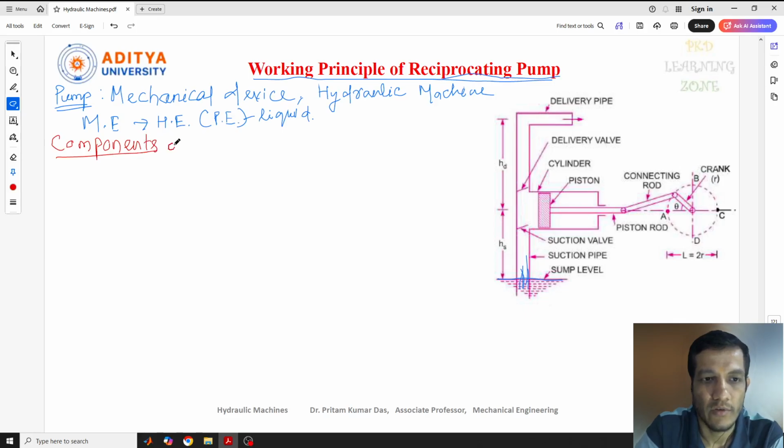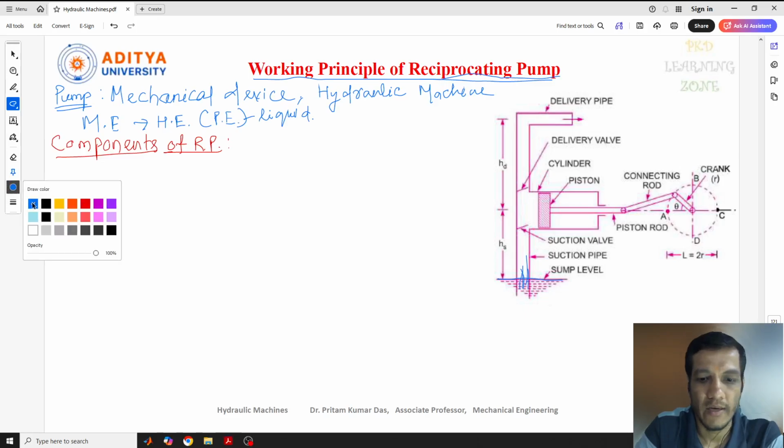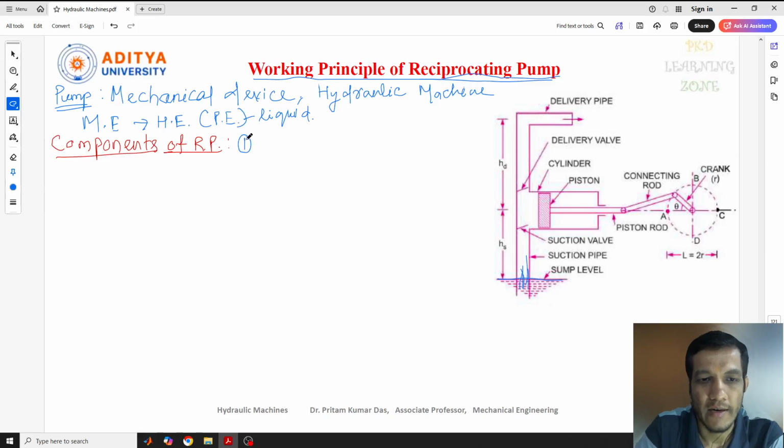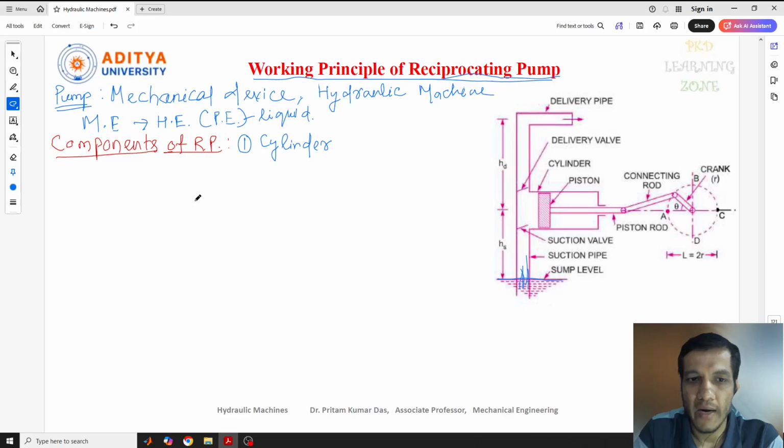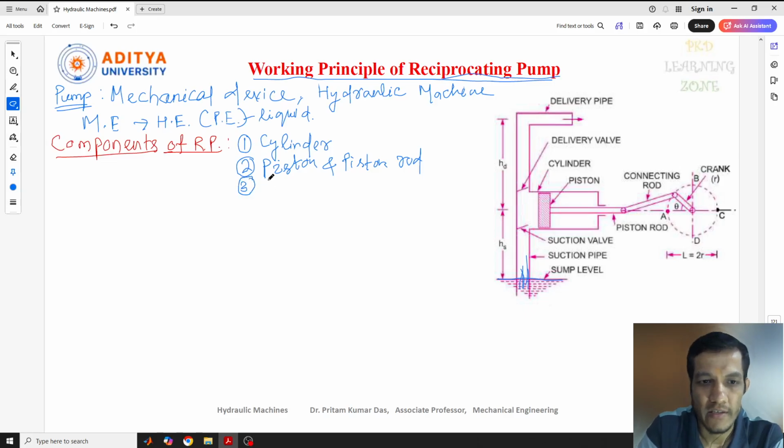Components of the reciprocating pump. The first component is the cylinder. Along with the cylinder we have other components. Next is the piston, which is connected with the help of the piston rod: piston and piston rod. Next you can see the connecting rod. The piston rod is connected to the connecting rod and crank. So the next one is the crank and connecting rod.